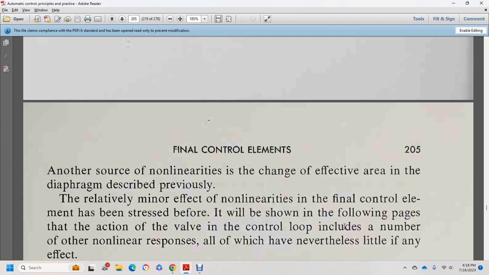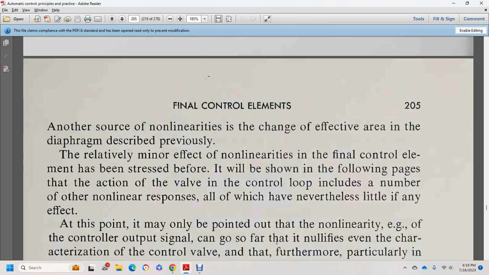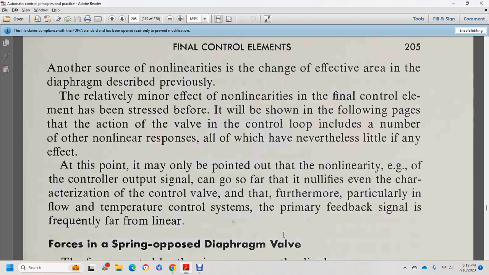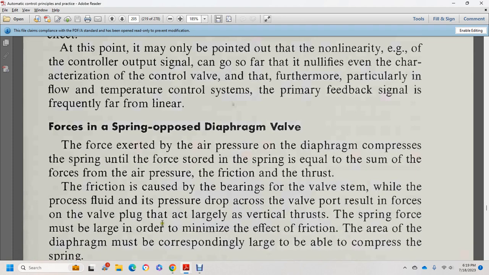It will be shown on the following page of the action with the valve in a control loop, including a number of other nonlinear responses, all of which have nevertheless little, if any, effect. At this point, it may only be pointed out that the nonlinearity of the controller output can be compensated on the fly, even with the characterization of a control valve, particularly when the flow of the temperature control system primary feedback signal is frequently far from linear. Forces on the spring output of the diaphragm valve.